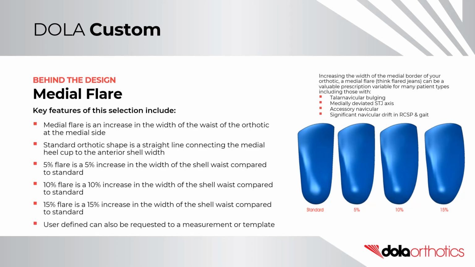A 5% flare results in an increase in the waist of the orthotic by 5% on the medial side compared to standard. A 10% flare results in an increase in the waist of the orthotic by 10% on the medial side compared to standard. And a 15% flare results in an increase in the waist of the orthotic by 15% on the medial side compared to standard. Users can also define the amount of flare to a set measurement or based on a template.